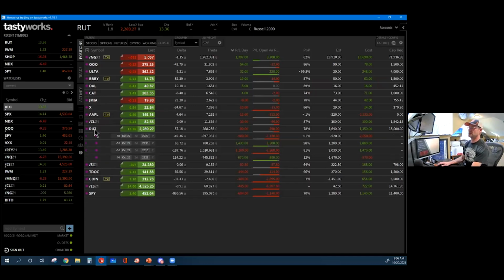Our other Russell trade here is again 2 days to go in this one. It looks pretty good. It looks okay position wise.